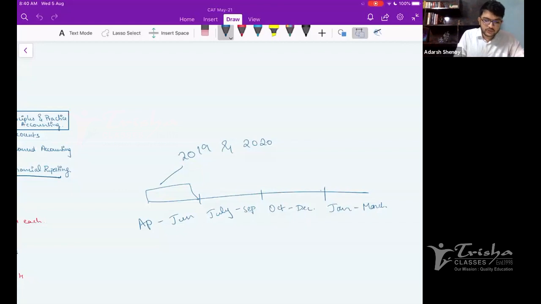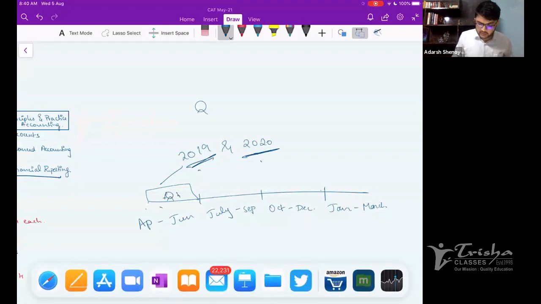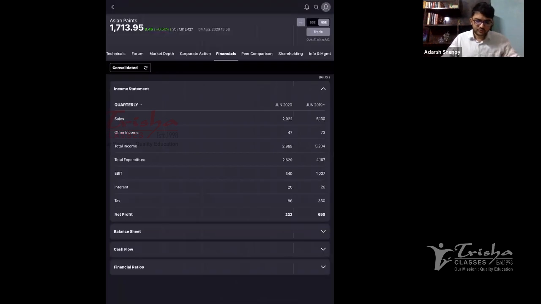So generally what we do is quarter to quarter comparisons. We call it year to year comparisons. Basically quarter to quarter, year on year comparison. Now it's basically quarter one of 2019 and 2020. Just the income, I just want you to see this.